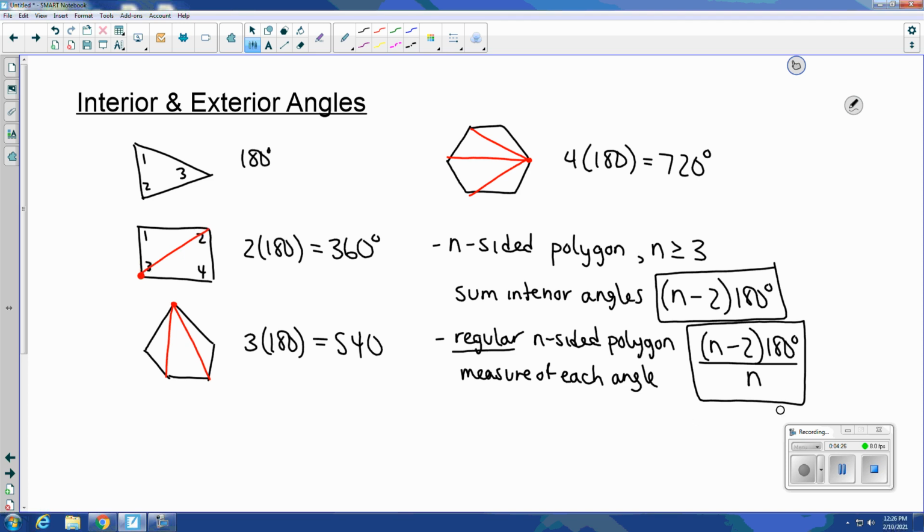Now what about exterior angles? Actually, before we move on to exterior, what the interior formula tells you is not all polygons have the same sum for their interior angles. It all depends on the value of n. Okay, so you would want to pay attention to that. Whatever the number of sides are, subtract 2 and multiply by 180.